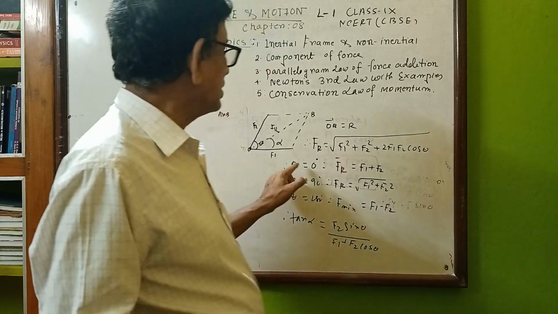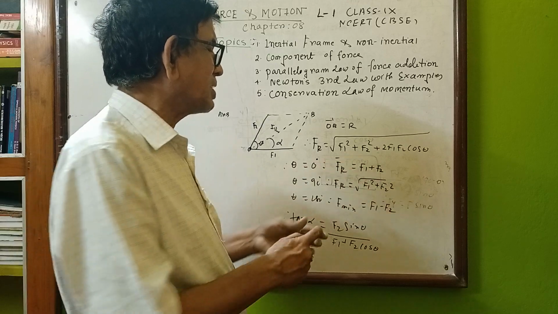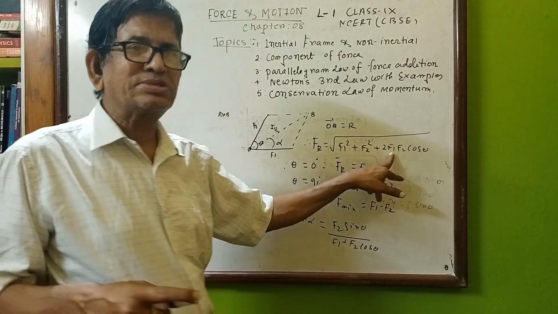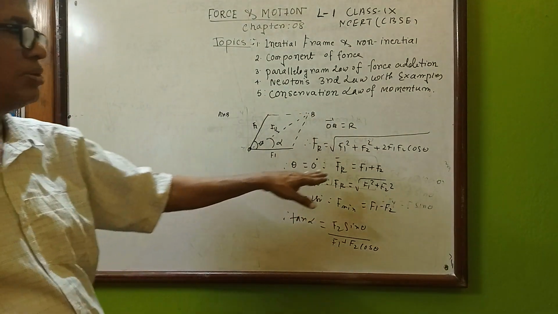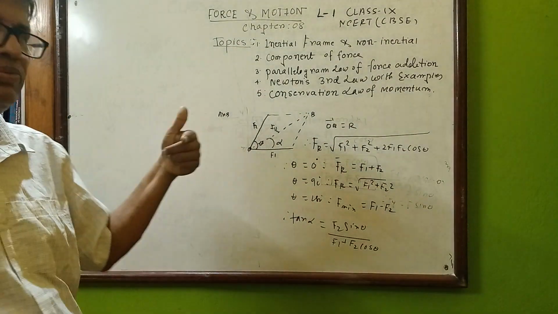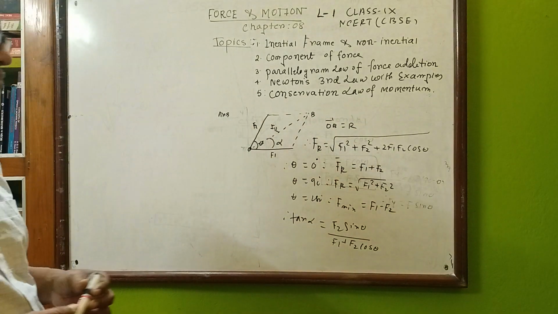Now if theta equals 0 degree, then cos 0 is 1, so it becomes F1 square plus F2 square plus 2 F1 F2, that is F1 plus F2 whole square, and the resultant will be maximum, F1 plus F2. If theta equals 180 degree, then they act in reverse directions, and the minimum resultant will be F1 minus F2.